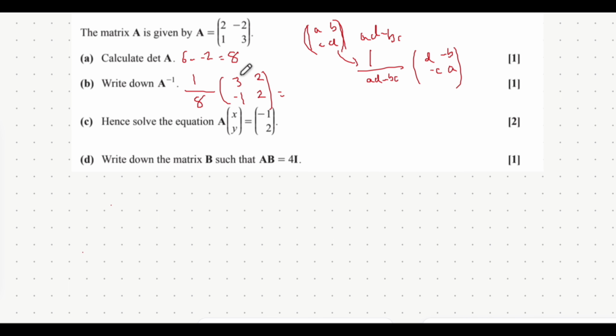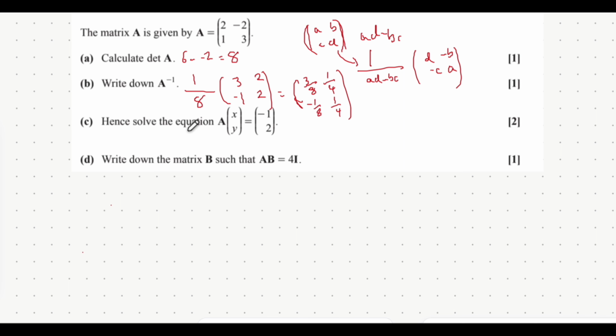You can then multiply everything inside the matrix by an eighth. So 3 times an eighth is 3 eighths. 2 times an eighth is 2 eighths, or 1 quarter. An eighth times minus 1 is minus 1 over 8. And lastly, an eighth times 2 is 2 over 8, which is 1 over 4. And that's everything for part B of the question.